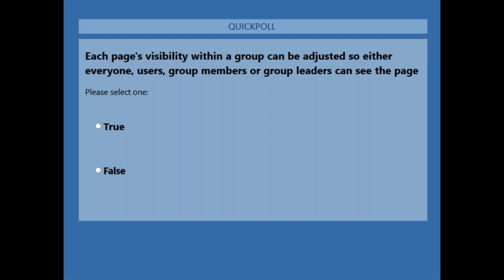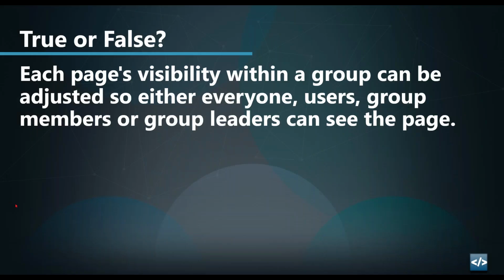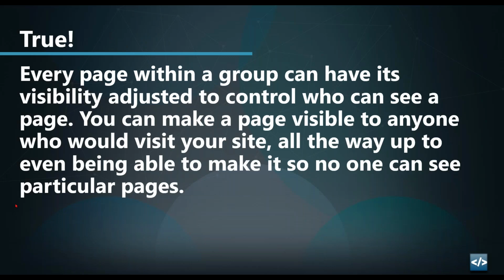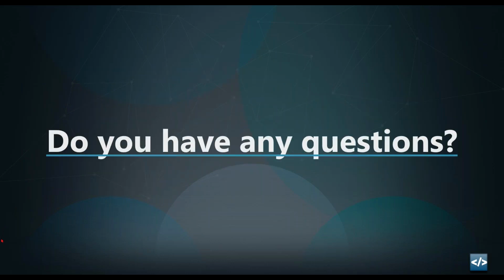All right, that's one of the last things we went over. So everyone did well there. 100% of you chose true, and the answer is true. Every page within a group can have its visibility adjusted to control who can see a page. You can make a page visible to anyone who would visit your site, all the way up to even being able to make it so no one can see it, where the page then is hidden. All right, very good. Thank you for participating in the quiz.